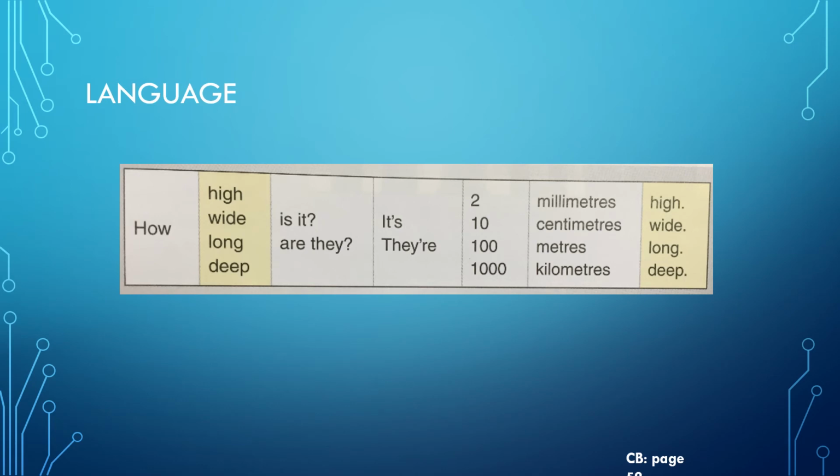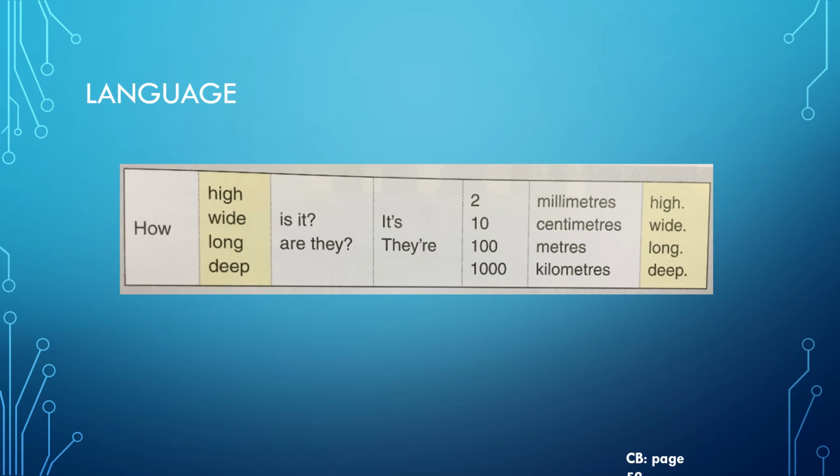This language box is on page 53 also. So how high is it, or how high are they? How wide is it? How wide are they? How long is it? How long are they? How deep is it? How deep are they?